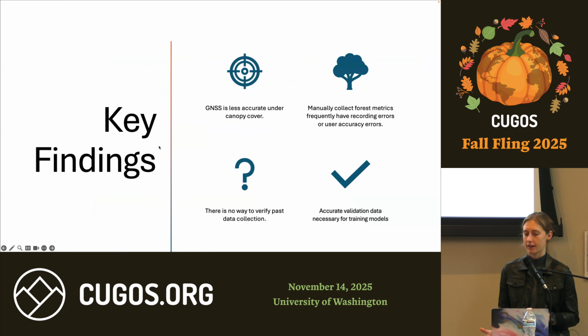I want to go over some of my key findings. These are things that I heard across many interviews and gathered together as my summary of it. So GNSS is less accurate under canopy cover. It's a problem that was run into by a lot of people. Manually collected forest metrics frequently have recording errors and accuracy errors from the users. Think about measuring DBH if you have two people that are completely different heights and they're both trying to guess what breast height is. You can end up with a different measurement of the tree, or in the case of FIA, some plots where the trees shrink.